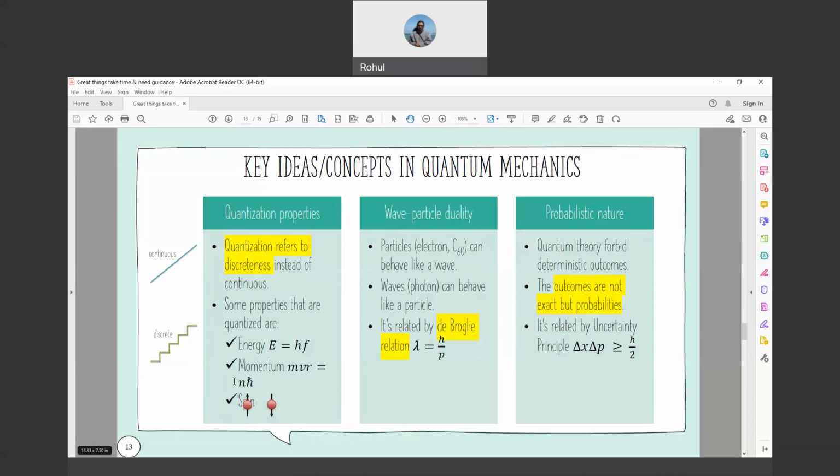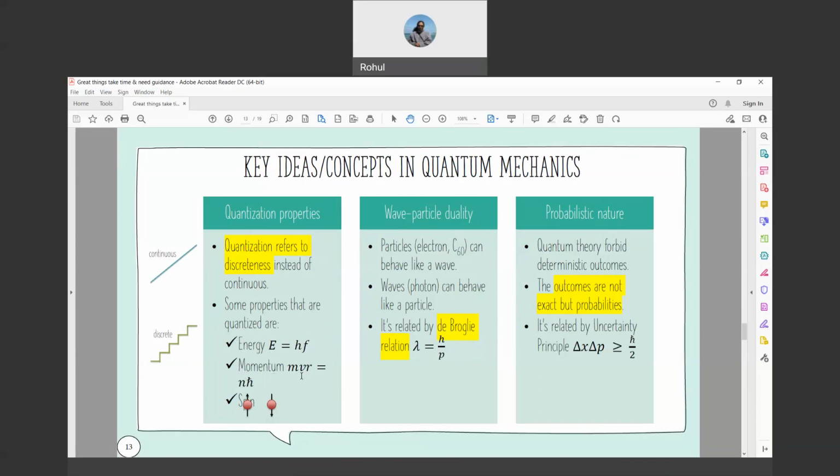Some properties that can be quantized are energy, E equals hf. This is what Max Planck figured out in black body radiation. The emitted energy from a black body is quantized.